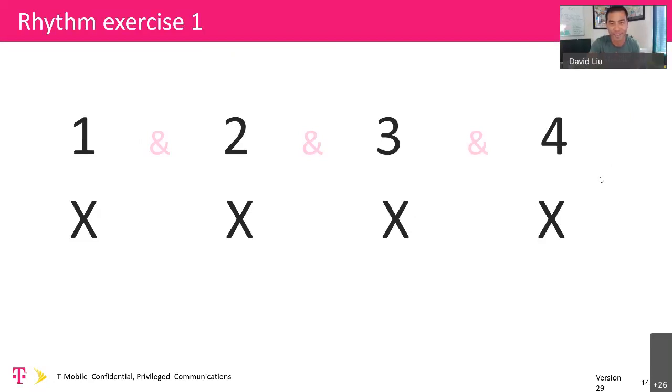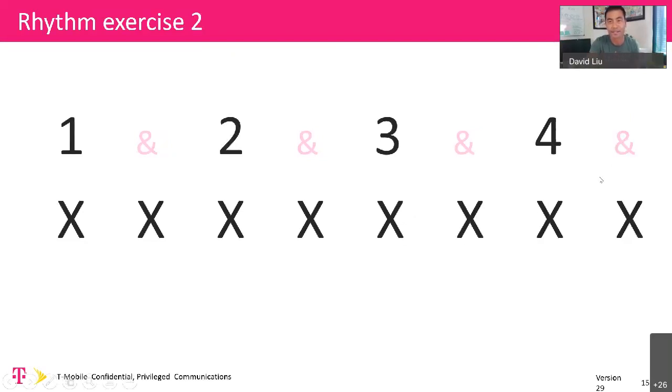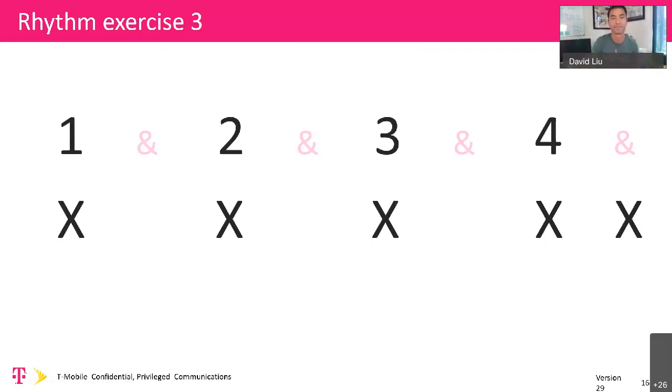Okay. All right. And next, this is adding one extra X at the end. So it counts like this. 1, 2, 3, 4. 1, 2, 3, 4. Next. 1, 2, 3, 4.